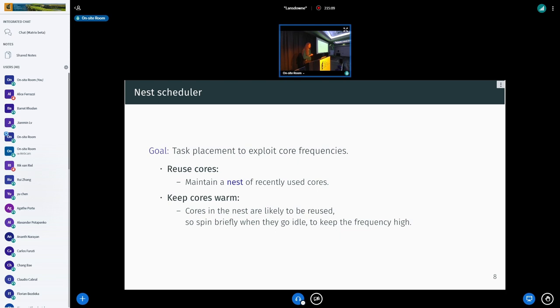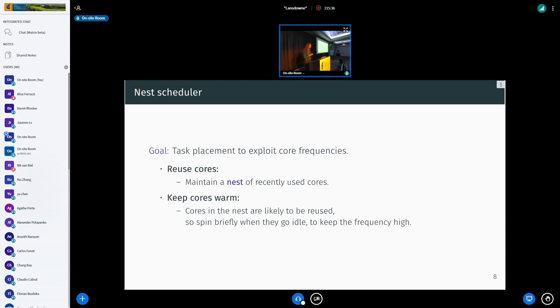So basically, NEST is taking the ideas of CFS. With CFS, when you wake something up, it's going to search over the entire machine or over the entire socket. And we're restricting the set of cores. We don't want the entire socket or the entire machine. We just want a restricted set of cores that have been used recently. And so if we only search over this restricted set, we are more likely to use a core that we have used recently. And so the second idea is to keep cores warm.